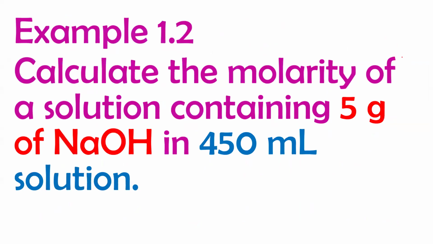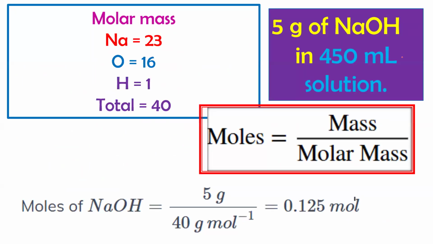Now calculate the molarity of the solution containing 5 gram of NaOH in 450 ml solution. So the molarity has to be calculated. 5 gram NaOH is there, and the solution is 450 ml. So first we have to find the molar mass. Na 23, O 16, hydrogen 1, and total 40.